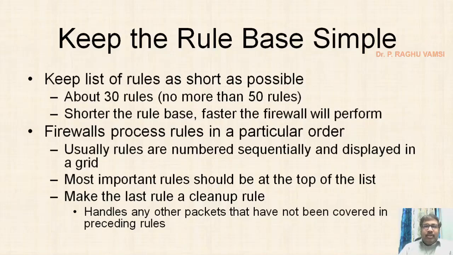Firewalls process rules in a particular order. Usually, the rules are numbered sequentially and displayed in a grid. The most important rules should be at the top of the list. Make the last rule a cleanup rule. Any other packets that have not been covered in the preceding rules will be handled by that rule. It is just like an if-else block: if this is the traffic, then do this; otherwise, do something else.